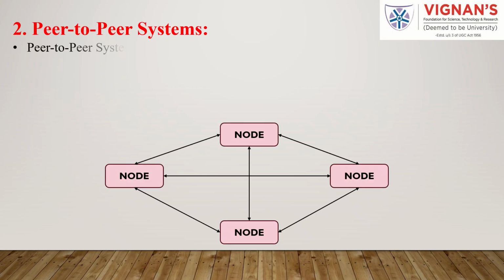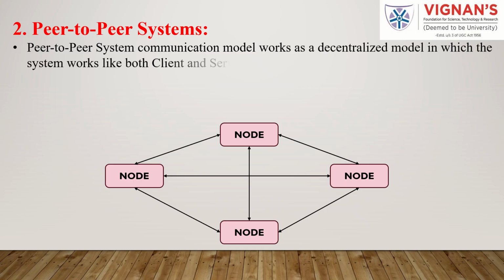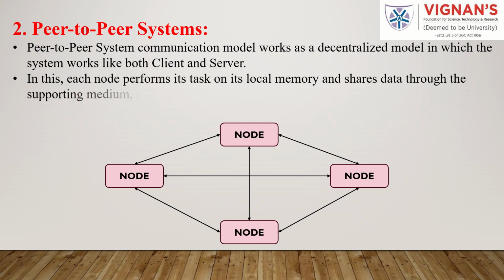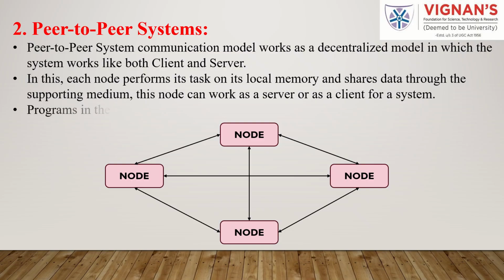Peer-to-peer systems. The peer-to-peer communication model works as a decentralized model in which the system works like both client and server. In this, each node performs its task on its local memory and shares data through the supporting medium. A node can work as a server or as a client for a system. Programs in the peer-to-peer system can communicate at the same level without any hierarchy.